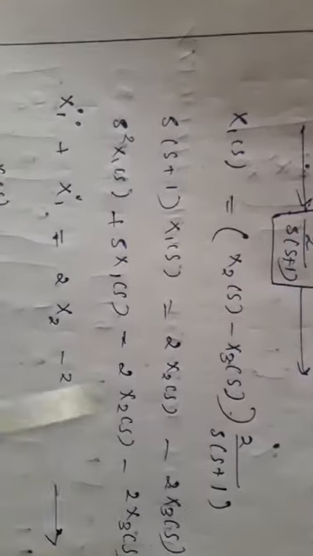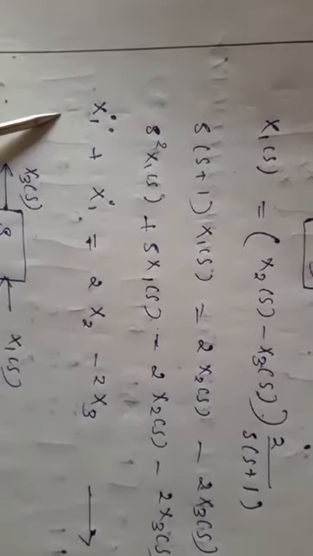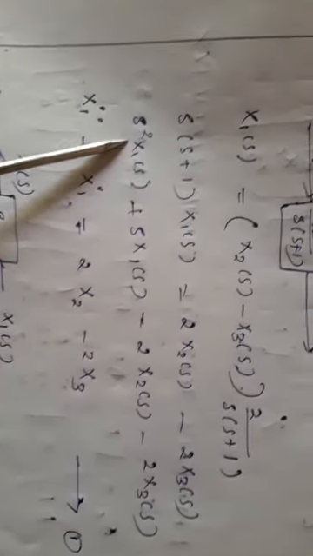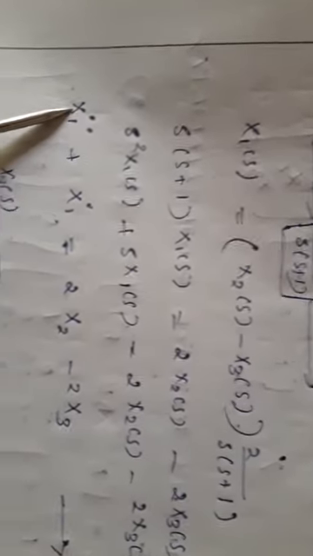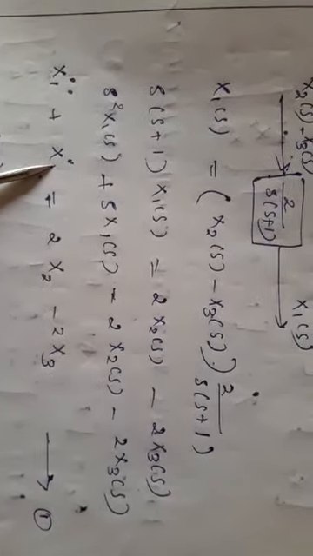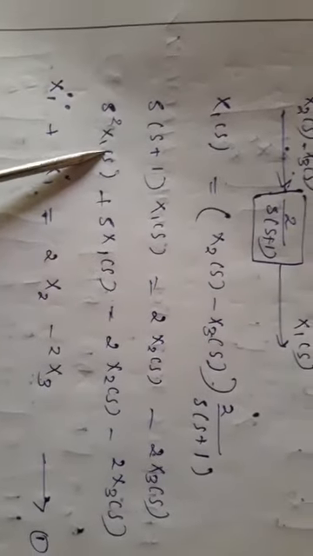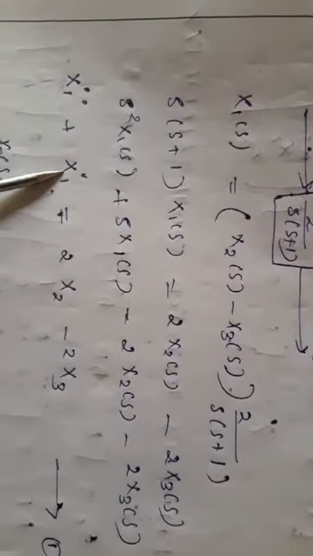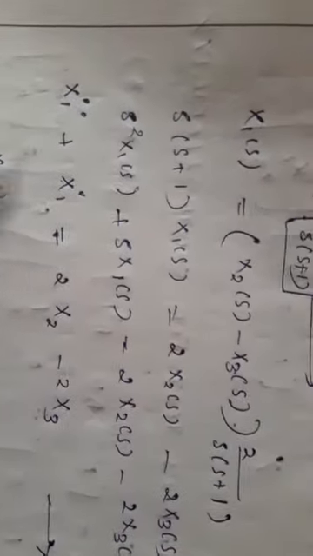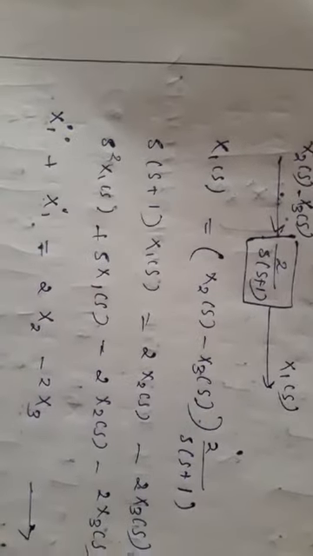Then after that, we are taking the Laplace inverse. While taking the Laplace inverse, the s square term represents the second differential, that is x1 double dot, then the s term represents the first differential, x1 dot. Therefore, x1 double dot plus x1 dot is equal to 2x2 minus 2x3. This is the time domain function. This is done using the Laplace inverse.